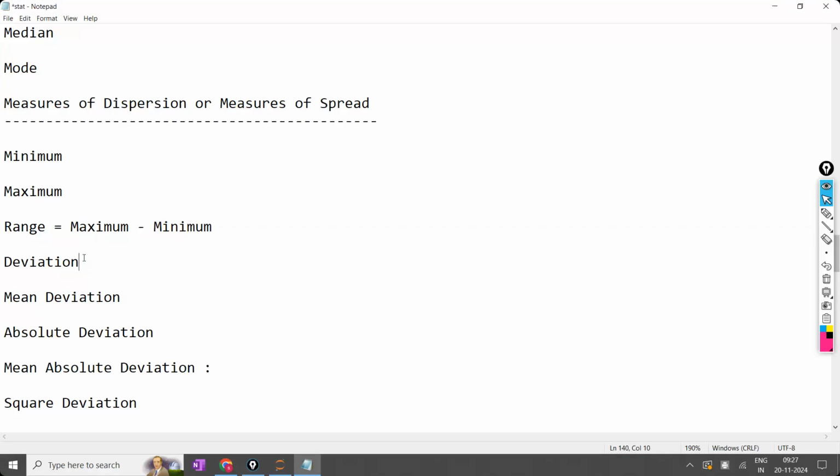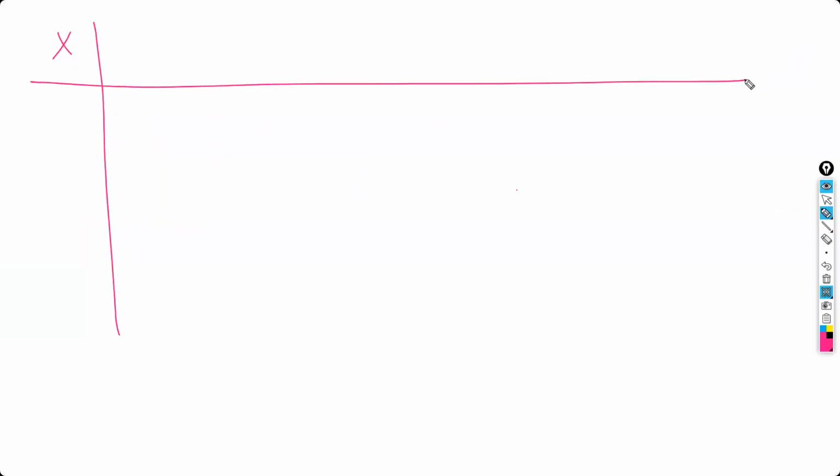Done? Now, deviation means how much the data deviated from its mean value. For example, here I'm having data like this: 1, 2, 3, 4, 5. So you are having data points 1, 2, 3, 4, 5. Now, first you have to calculate the mu value. What is the mu value you are having?